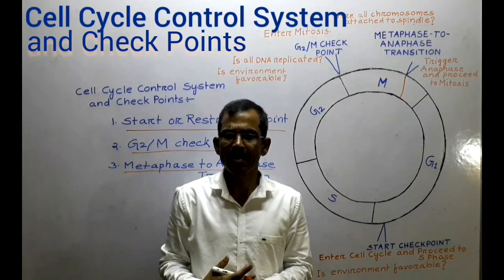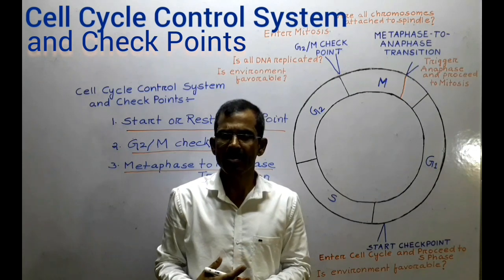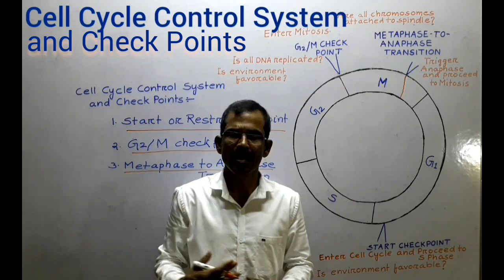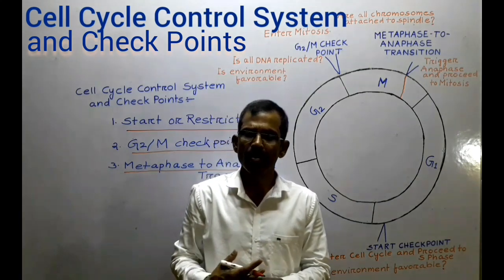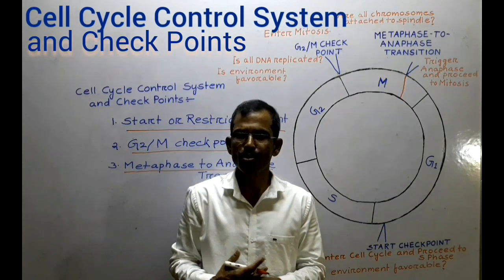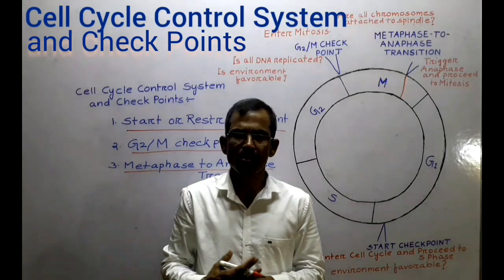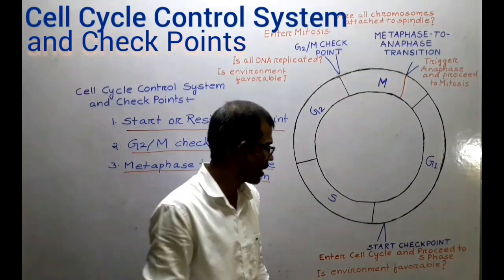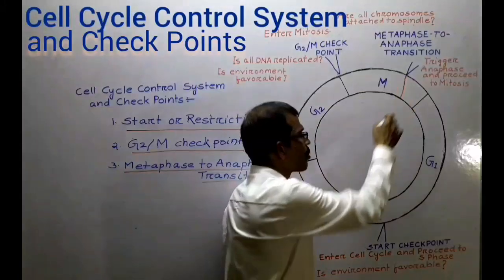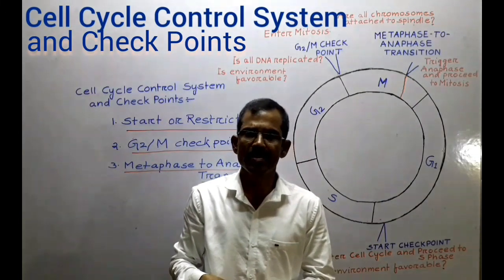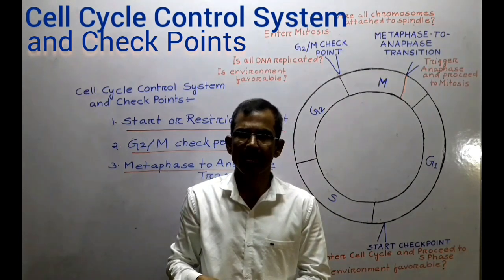The cell cycle control system verifies whether the condition is favorable for cell cycle progression. It also verifies whether the preparation is complete to do so. The control system blocks the progression of the cell cycle at any of these three checkpoints if it detects any problems inside or outside the cell.